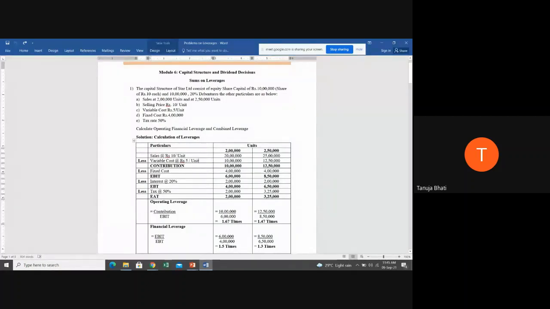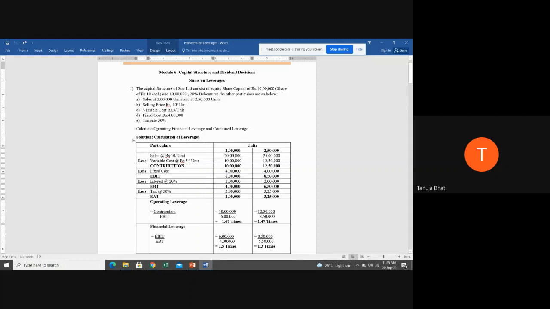So we know first we have to find the leverages both at sales unit of 2 lakhs and at sales unit of 2 lakh 50,000. So this is the format that we have already seen. First you write particulars, units, you write 2 lakh units and 2 lakh 50,000 units. So we have to solve individually for both the units.